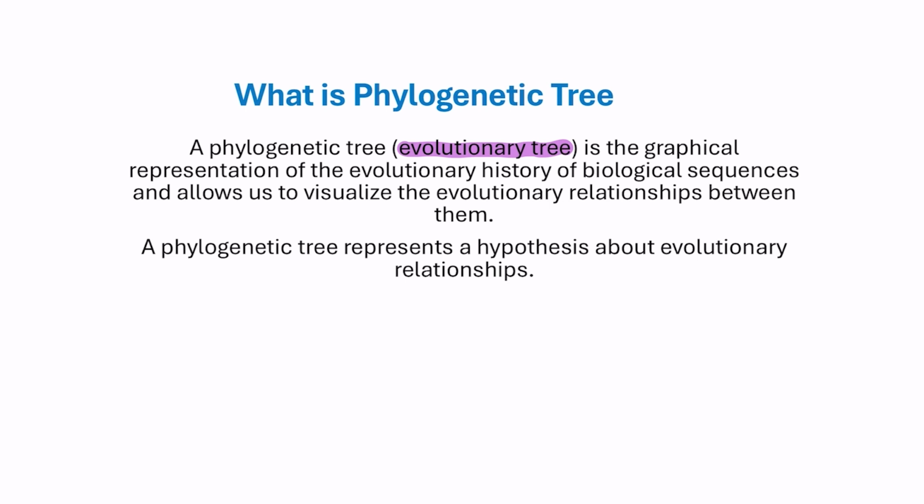It helps us visualize the evolutionary changes between species, between organisms, and the divergence between organisms. A phylogenetic tree represents a hypothesis about evolutionary relationships. So a phylogenetic tree will always present a hypothesis about the evolutionary relationships among species and about some specific types of organisms.